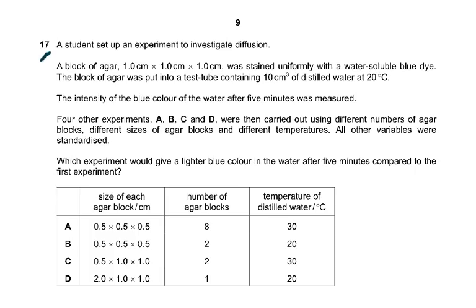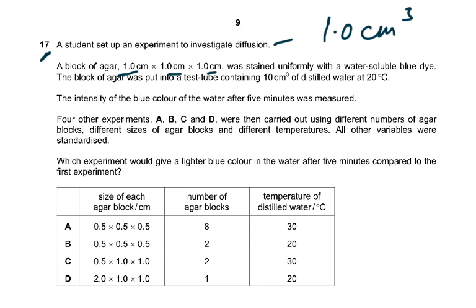A very difficult question. Candidates found this very difficult, and all the agar blocks are stained uniformly. Therefore, the original block of 1 into 1 into 1. So, this was a difficult question. Let's read through it now. A student set up an experiment to investigate diffusion. A block of agar 1 into 1 into 1. So, that means the volume is 1 cm cube. First, let's get this right. It was stained uniformly with a water-soluble blue dye.